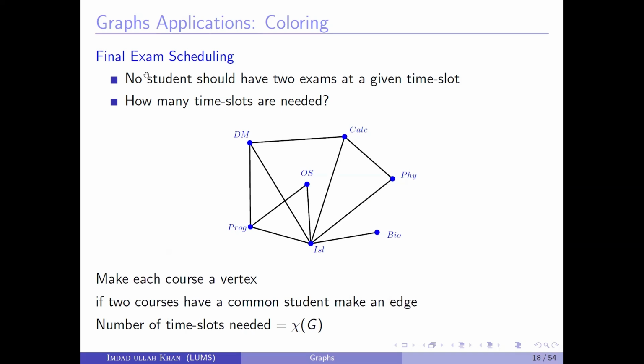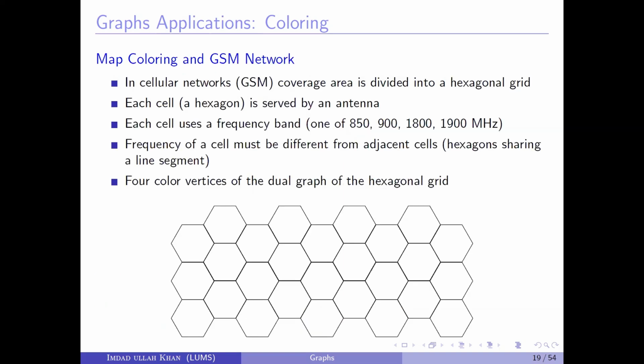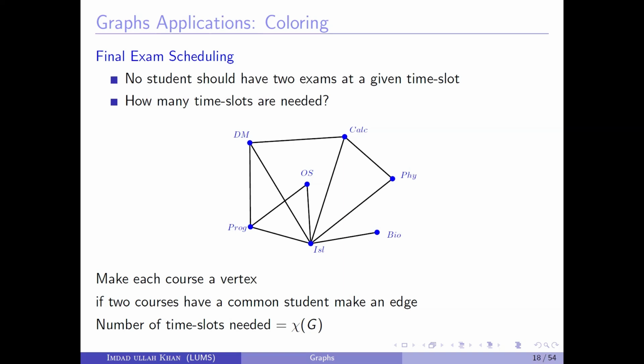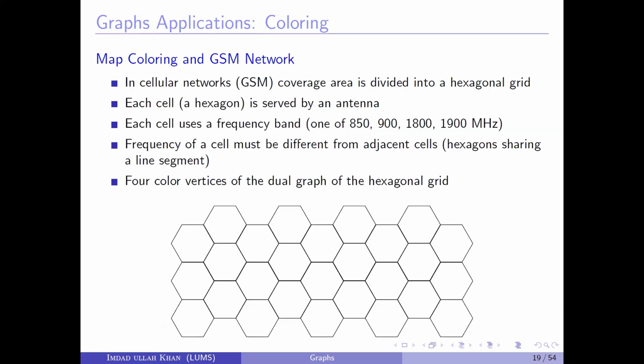When two vertices have a common edge, those two vertices cannot be placed in one colored slot. Each color is a slot, so they have to be given two different colors. Because there are some common students, or in other words, there are conflicts between those two courses, they can't be placed in one time slot. So we apply the coloring algorithm, we find the chromatic number, and that gives us the minimum number of slots required to schedule the exams.